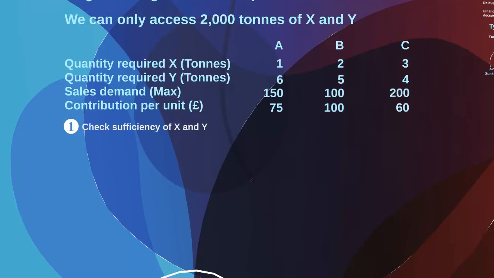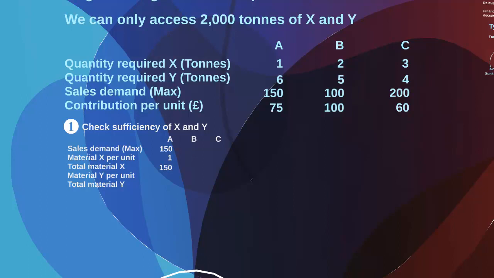The first thing we need to do is check the sufficiency of X and Y. For products A, B and C, we have 150 in sales demand for A. We use 1 ton of material X per unit, meaning that to create all 150 that we can possibly sell would use up 150 tons of material X. However, it uses 6 tons of material Y per unit, meaning that overall if we were to make all 150, we'd use 900 tons of material Y.